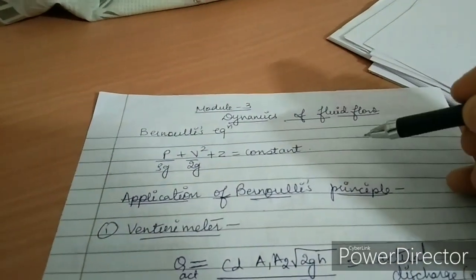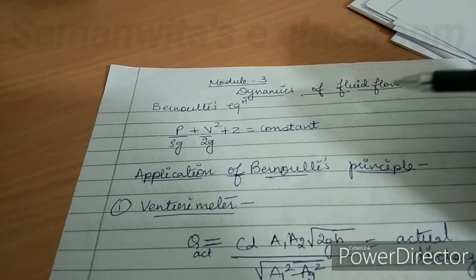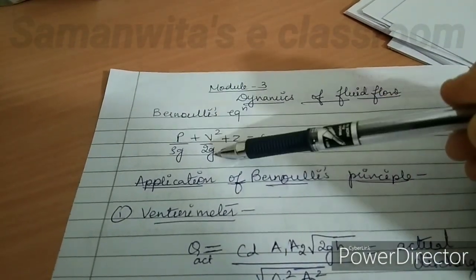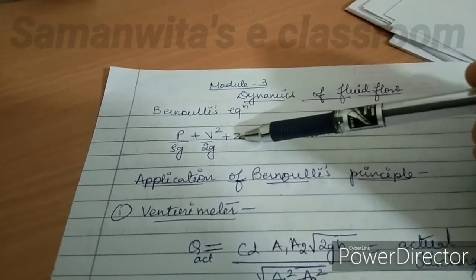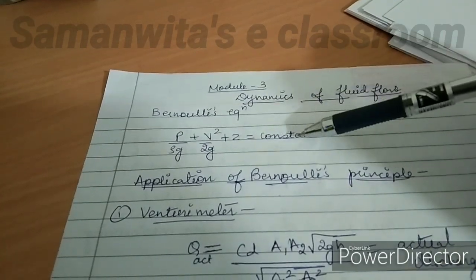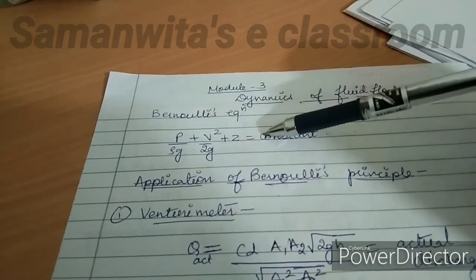Good morning. Today we are going to talk about Module 3, Dynamics of Fluid Flow, wherein we will start with Bernoulli's equation, which states that P upon rho g, V squared upon 2g stands for velocity head, and Z stands for potential head or datum head. The summation of total energy of the system is supposed to be constant. This is Bernoulli's theorem or Bernoulli's equation, as you can call it.